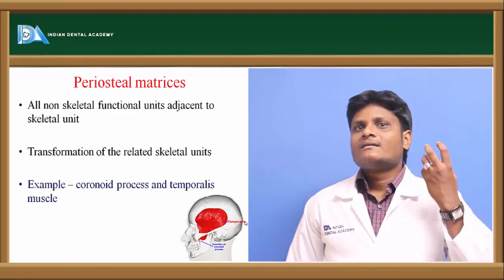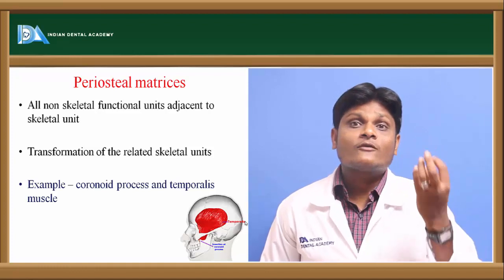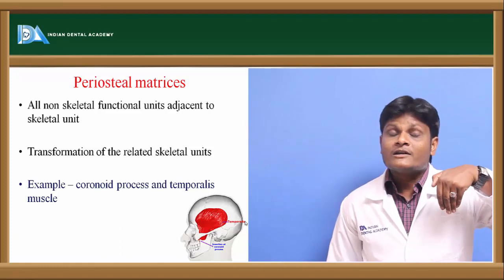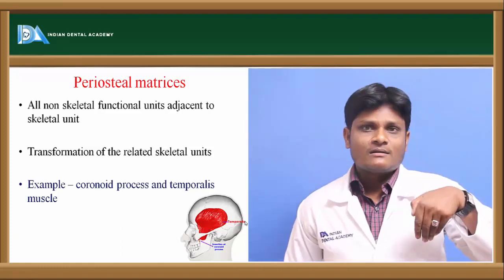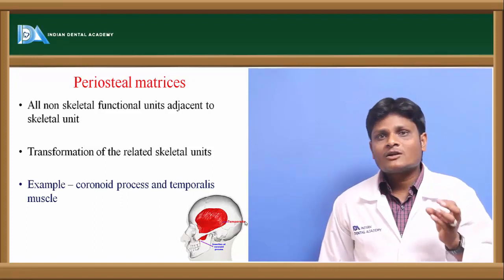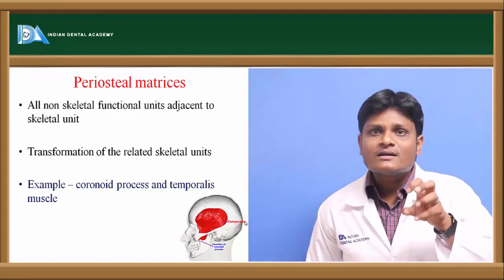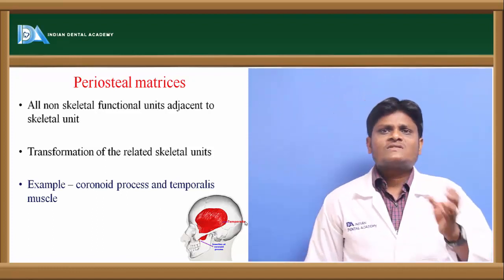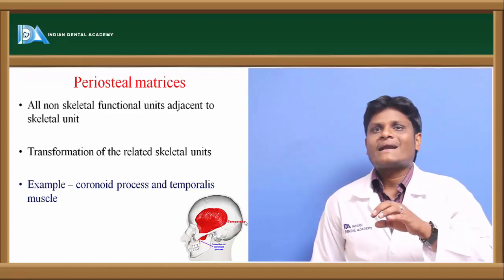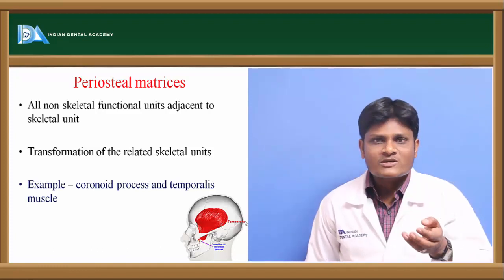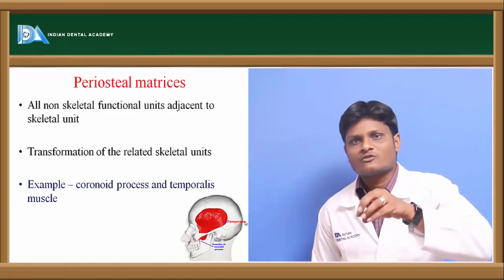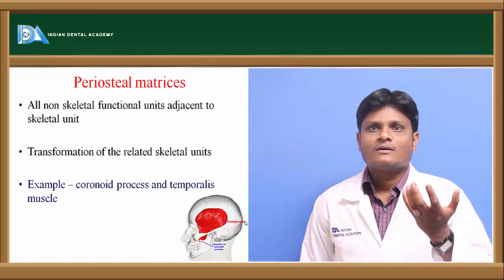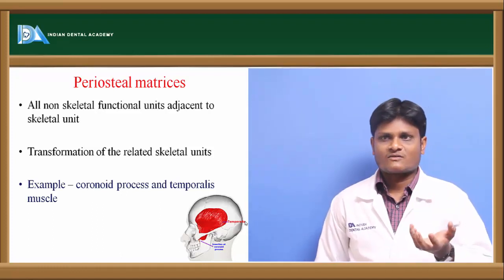Similarly, when we take the head of the condyle or neck of the condyle, the pterygoid fovea, the depression in the condylar region, gives attachment to the lateral pterygoid muscle tendon. The growth of this tendon of the lateral pterygoid muscle will directly influence the growth of the neck of the condylar region. So this is how the growth of the periosteal matrices will cause direct transformation of the skeletal structure with which they are associated. Thereby, there will be a change in the shape, size, and morphology of the skeletal structures.